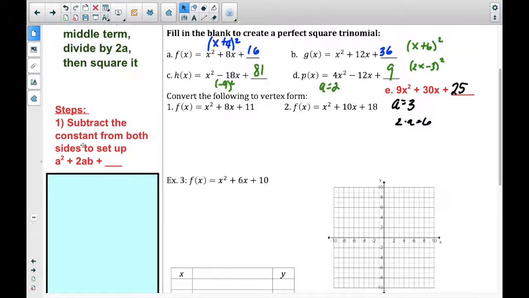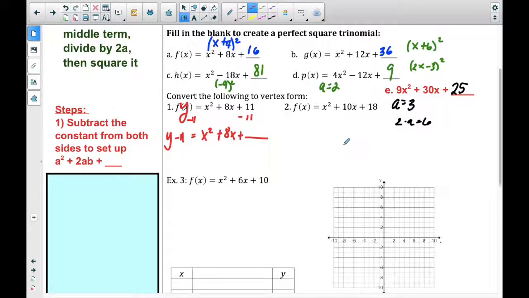Well, the first step is to subtract the constant from both sides to set up a squared plus 2ab plus blank. In other words, that's exactly setting up like we are up here. We just want to have a blank. Well, remember f of x means y. So if it's okay with you, I'll just call that y instead. Okay, I'm going to subtract my 11 and move it over to the other side.